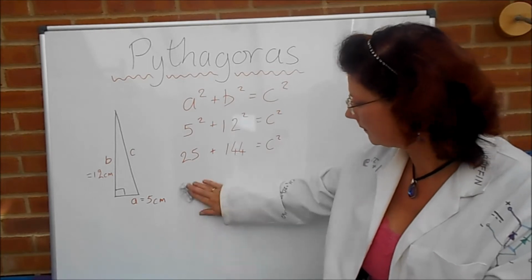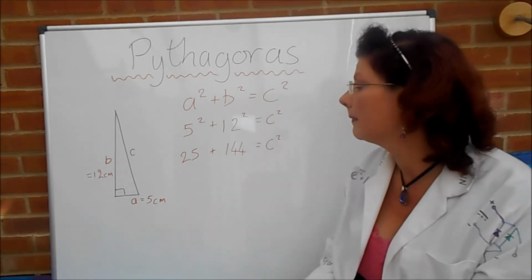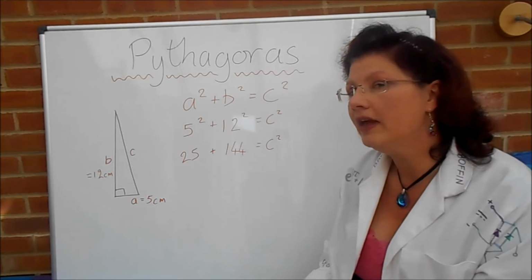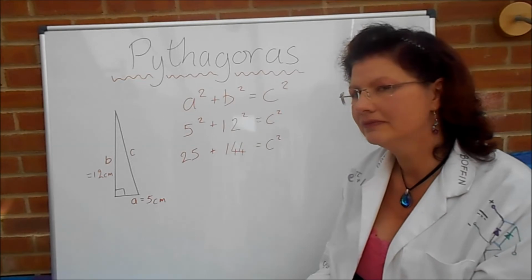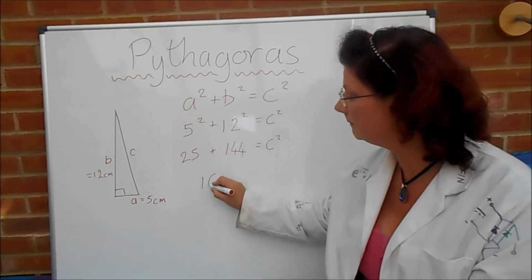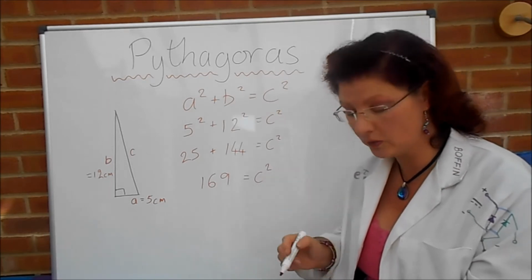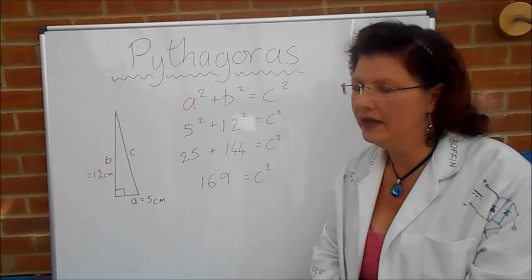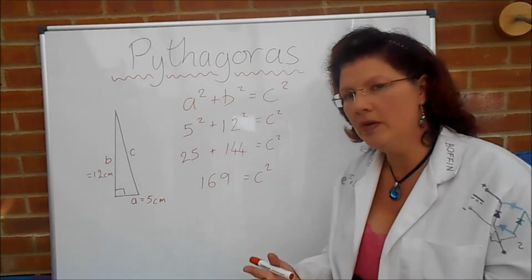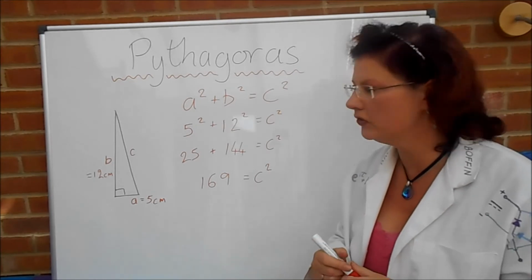Okay, when you add 25 and 144, hopefully you should be okay on that. I'll just give you a second to work it out. We should have 169. 169 is C squared. Now, unless you happen to know your squares, you might not know what number you have to square to get 169, i.e. the square root of 169.